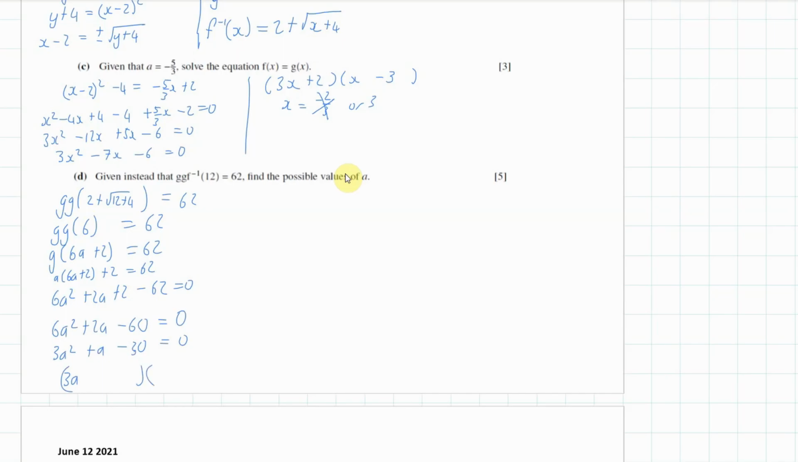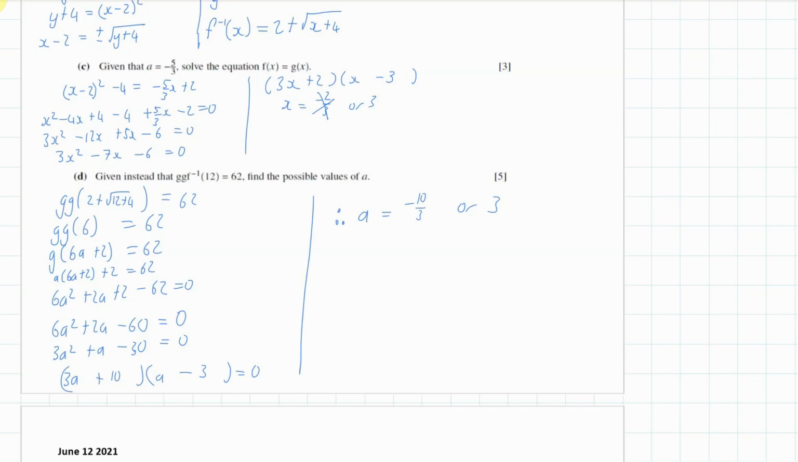Okay, can we factorize this again? So chuck that there. Let's go, what about minus 3 plus 10, does that work? Negative 9 plus 10 is, yep, I think that's correct. And so therefore a equals negative 10 over 3, or 3. Sorry, negative 10 over 3, not negative 3 over 10. Negative 10 over 3, or 3. So that's the June 1 paper.